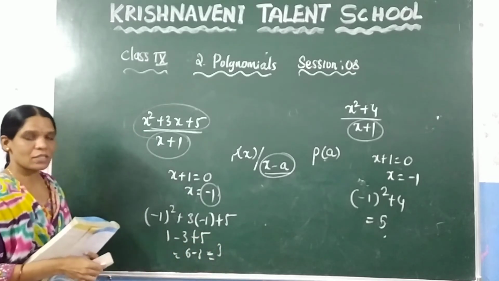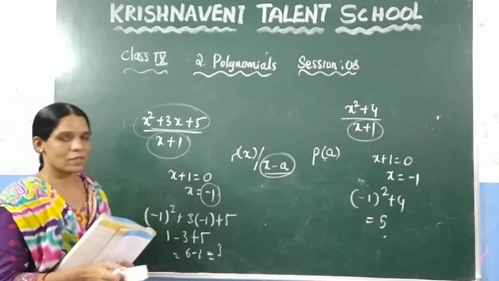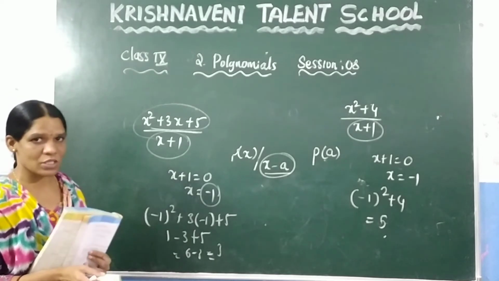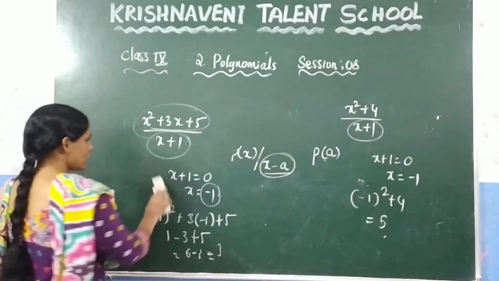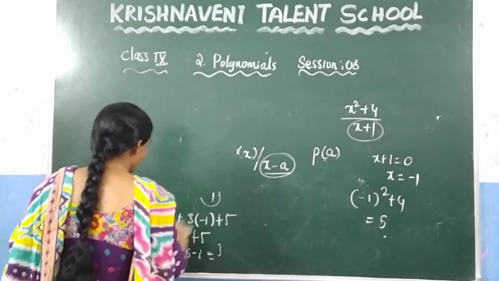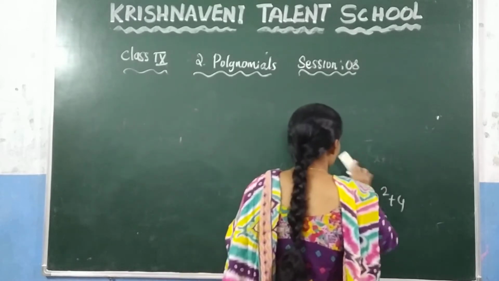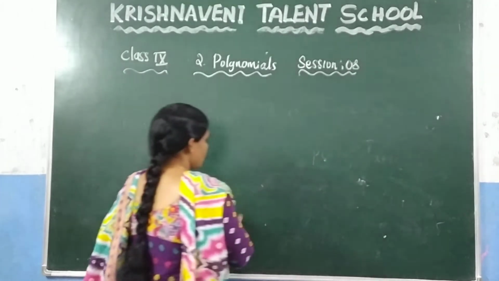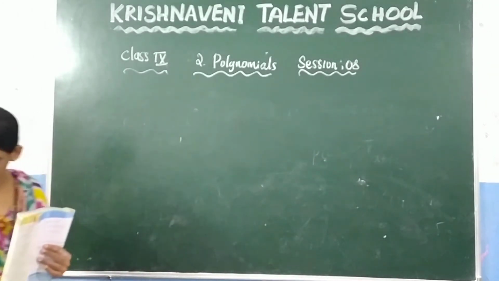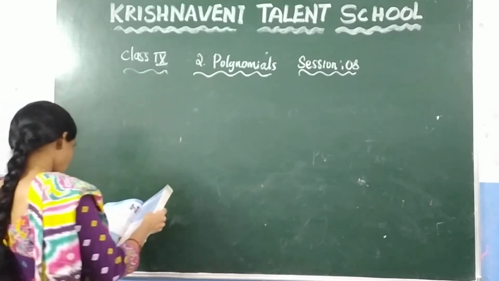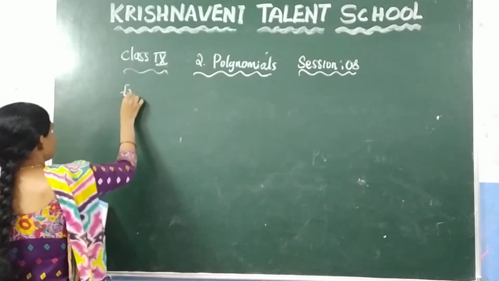Like that, you can find the remainder if you are given two polynomials, without doing the actual division. Now see the next exercise. Based on the remainder theorem, you need to find the remainder without doing the actual division. So the next is the first question, Exercise 2.3.